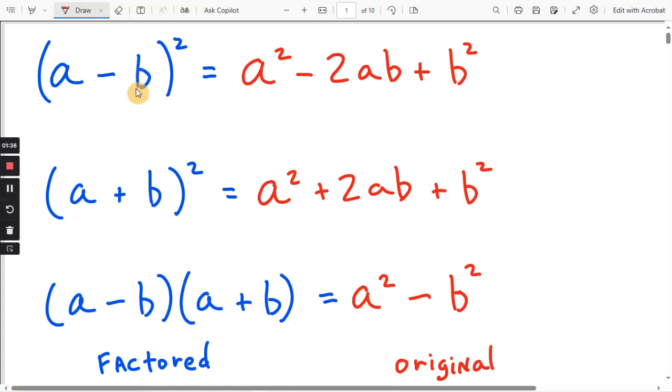All right, so the one in blue is in factored form, and the one in red is in the original form. All right, and this one here has no middle term. This one here has a positive middle term. This one here has the negative middle term. So we're using one of these 3 or none of the above for the following problems.